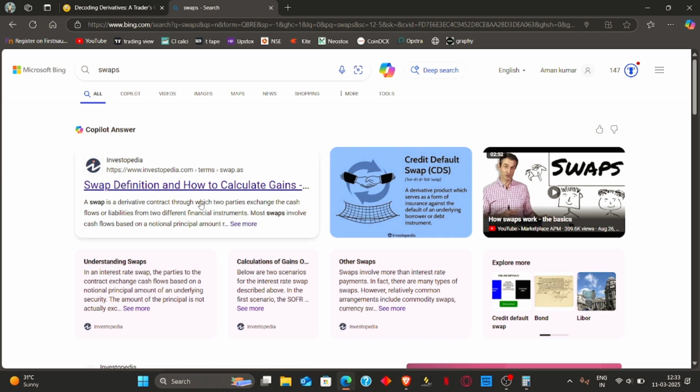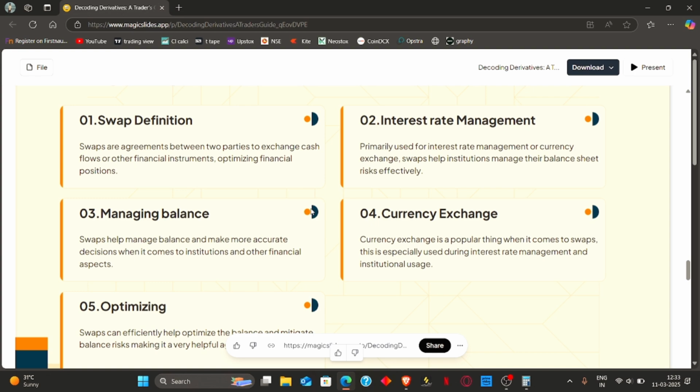But it is a derivative contract in which two parties can exchange the cash flows or liabilities from two different financial instruments. Like, I've been trading in BankNifty, I'm just giving an example, but I want to use my liabilities from it as leverage to trade in the Nifty section. So that contract I can use as leverage to trade with that money in a completely different instrument. That is what we call a swap segment. That's how swaps are defined.